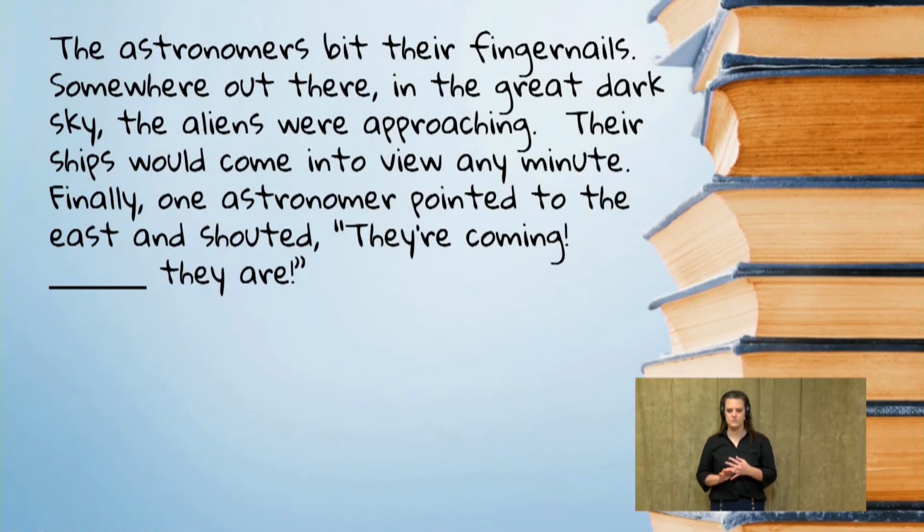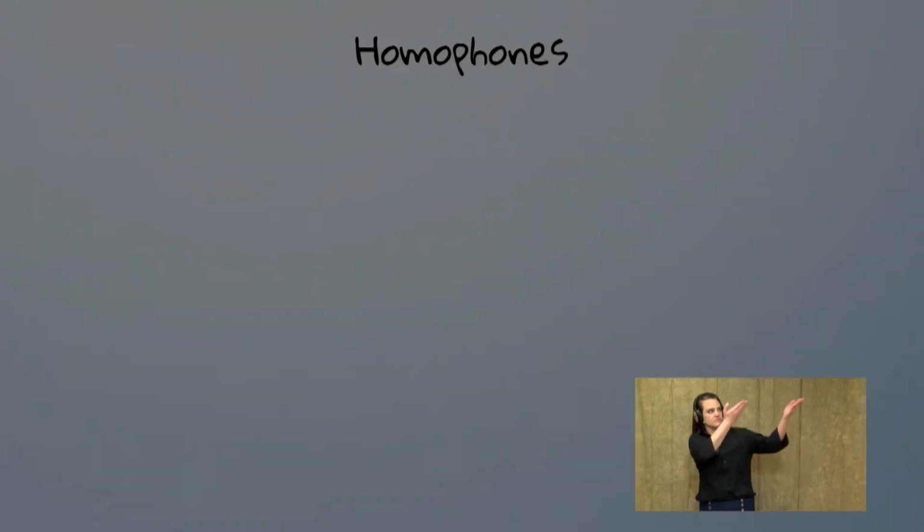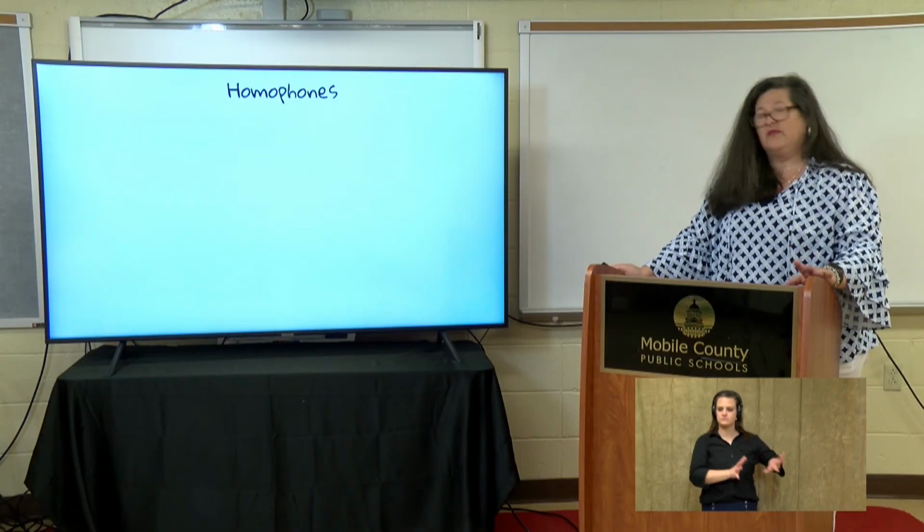Let's look at this one. The astronomers bit their fingernails. Somewhere out there in the great dark sky, the aliens are approaching. Their ships would come into view any minute. Finally, one astronomer pointed to the east and shouted, "They're coming!" Blank, they are. What goes in the blank? Is it there, there, or there? Which one? Very good. It is there.